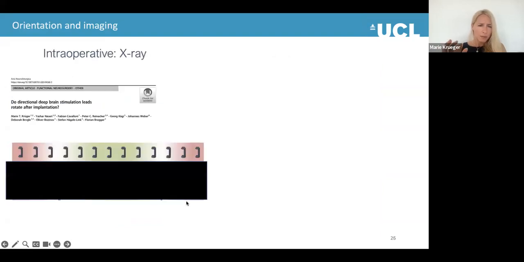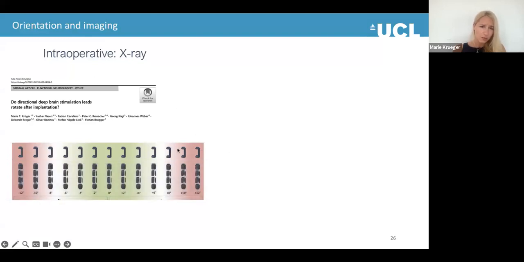So there are many ways. An X-ray is unfortunately not accurate enough. If you look at the marker and if you look at the electrode here, the marker looks pretty much the same on an X-ray from minus 30 degrees to plus 30 degrees. So this is something to keep in mind if you're using an X-ray.